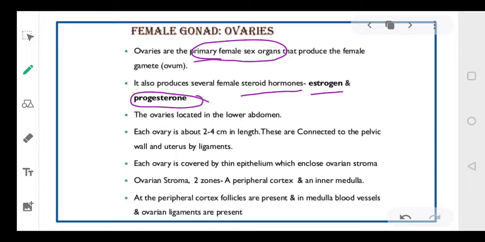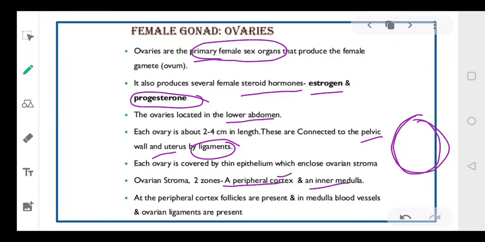The ovaries are present in the lower abdomen, and they are connected to the pelvic wall and the uterus by ligaments. Each ovary is covered by a thin epithelium which encloses the ovarian stroma, and the ovarian stroma has 2 zones, the peripheral cortex and the inner medulla. Suppose this is your ovary, so the outer part is your cortex and the inner part is called your medulla. Clear, everyone?